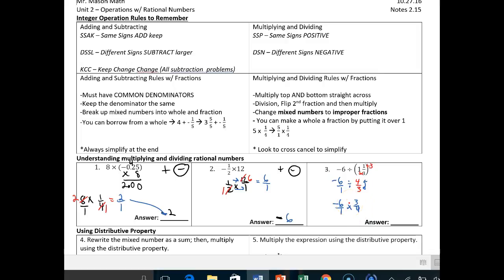I can't cross cancel until I flip everything. So 6 and 4, I can divide them both by 2. 6 divided by 2 is 3, 4 divided by 2 is 2. I can multiply straight across, I can get 9 over 2. For right now, we could say, hey, that's an improper fraction, let's change it to a mixed number. For today's purposes and time's sake, let's just leave our answer as 9 over 2. Now, that's not my answer, because I should have right off the bat said, hey, I only have one negative, so is my answer going to be positive or negative? My answer is going to be negative, so negative 9 over 2.